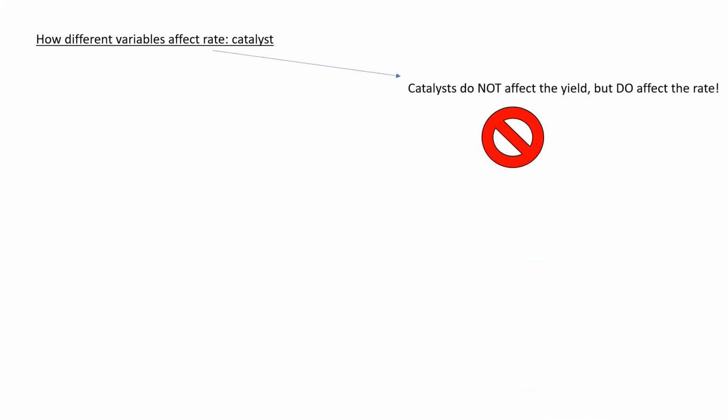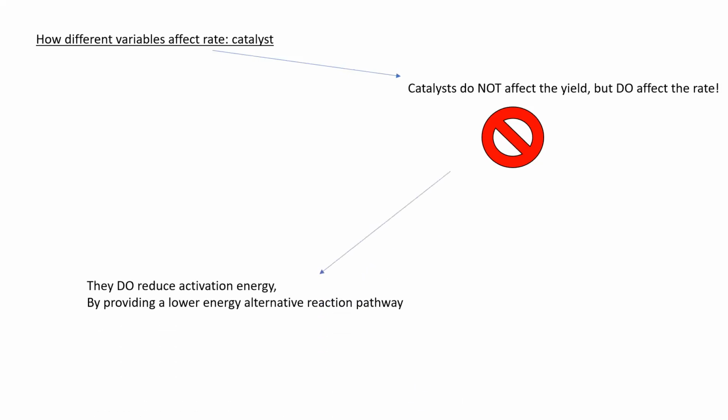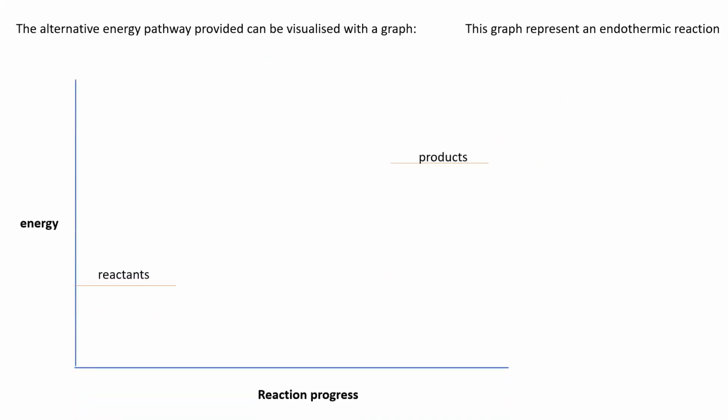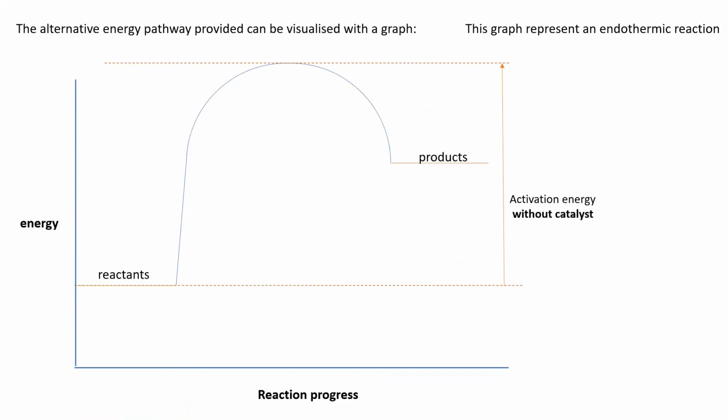So then we'll look at the catalyst, the introduction of a catalyst. So we know catalysts do not affect the yield, but they will affect the rate. They reduce the activation energy by providing a lower energy alternative reaction pathway. We can visualize this using a graph. We see higher energy in the product, so we know this will be an endothermic reaction. So this would be the activation energy without a catalyst. And that'll be it with a catalyst. So you can see there is far less energy needed to go from reactants to products.